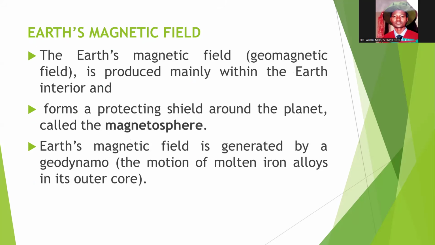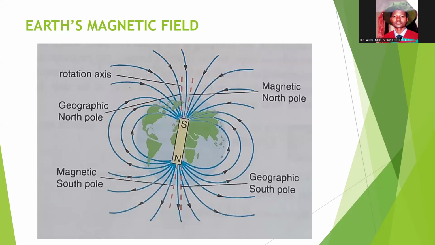Let's look at the Earth's magnetic field. The Earth's magnetic field is produced mainly within the Earth's interior and forms a protecting shield around the planet called the magnetosphere. The Earth's magnetic field is generated by a geodynamo. This is planet Earth showing the Earth's magnetic field. It is assumed that the Earth's magnetic field is like a bar magnet at the center of it with a north and a south pole.